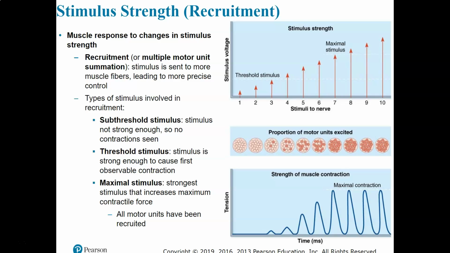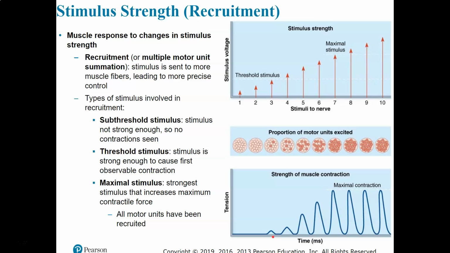When we talk about our stimulus strength, we can have subthreshold stimulus. At subthreshold stimulus, the stimulus is not enough to recruit any muscle fibers. Once we reach threshold, then we've started to recruit some muscle fibers, and we are getting an observable contraction. We are producing some amount of tension.